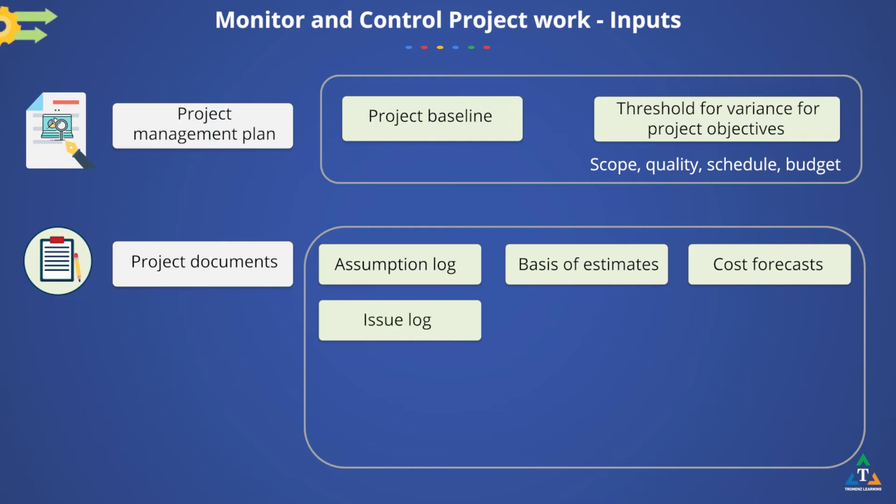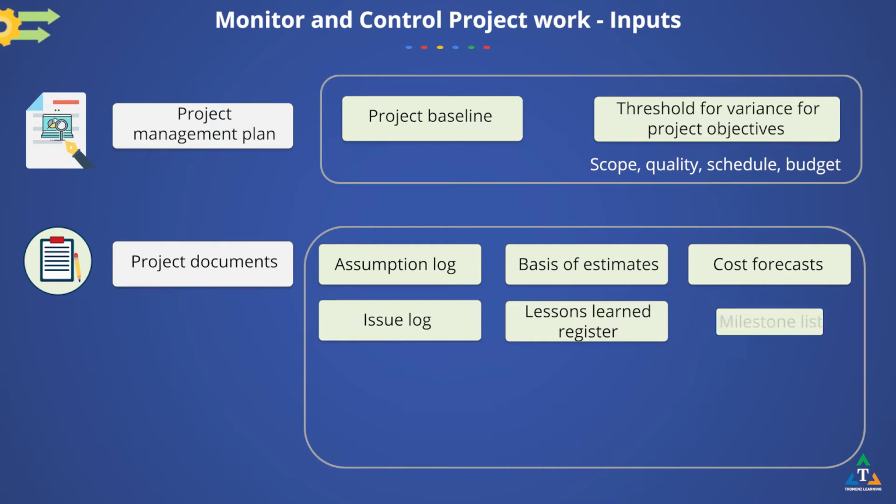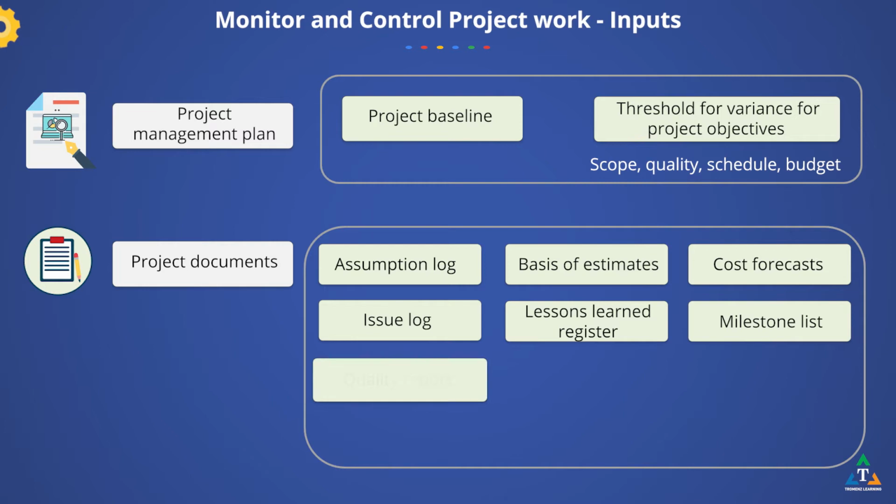The issue log is used to document and monitor who is responsible for resolving specific issues by a target date. The lessons learned register may have information on effective responses for variances and corrective and preventive actions. The milestone list shows the scheduled dates for specific milestones and is used to check if the planned milestones have been met. The quality report includes quality management issues, recommendations for process, project, and product improvements, corrective actions recommendations, and the summary of findings from the control quality process.